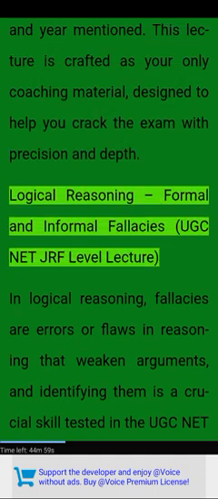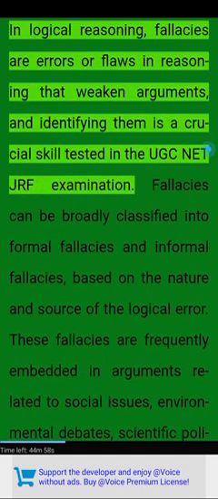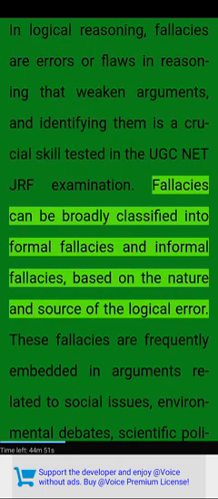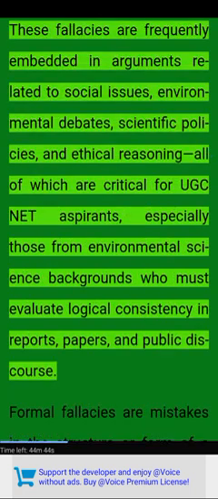Logical reasoning, formal and informal fallacies, UGC NET JRF level lecture. In logical reasoning, fallacies are errors or flaws in reasoning that weaken arguments, and identifying them is a crucial skill tested in the UGC NET JRF examination. Fallacies can be broadly classified into formal fallacies and informal fallacies, based on the nature and source of the logical error. These fallacies are frequently embedded in arguments related to social issues, environmental debates, scientific policies, and ethical reasoning, all of which are critical for UGC NET aspirants, especially those from environmental science backgrounds who must evaluate logical consistency in reports, papers, and public discourse.